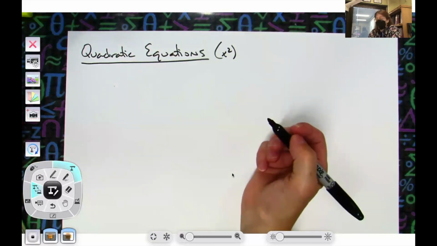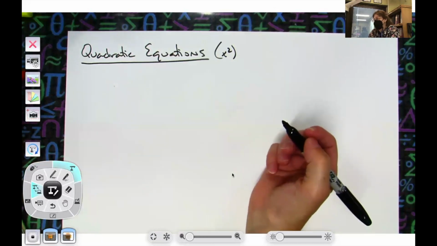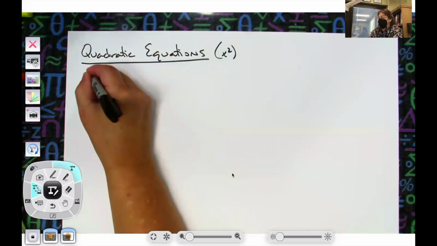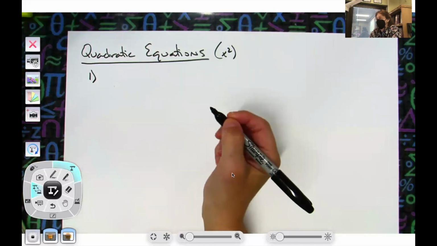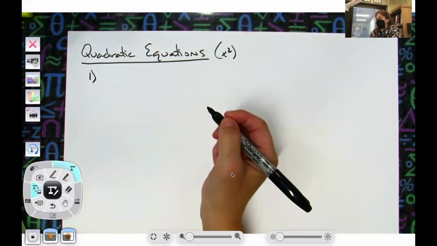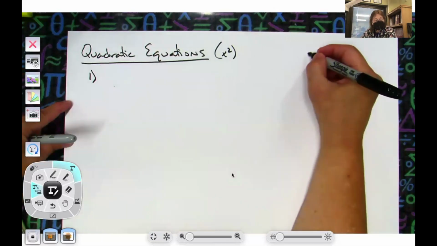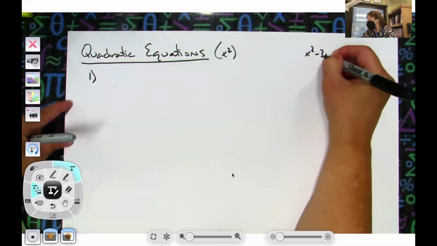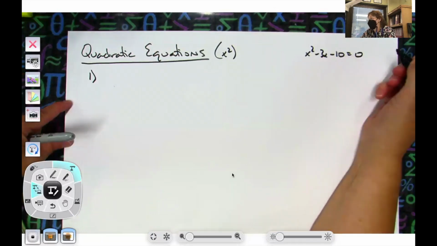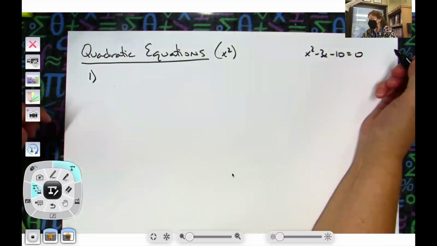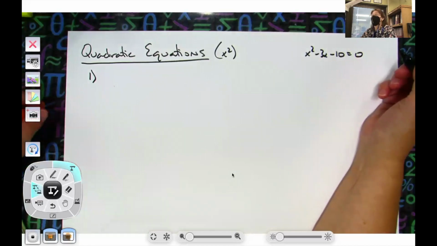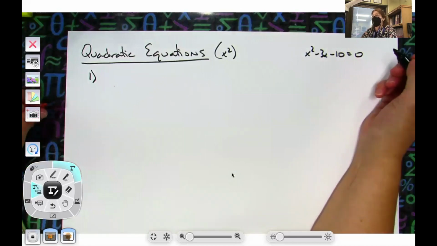There are different ways you can do this. What's the easiest way to solve a quadratic equation? Do we remember? If I had something like x squared minus 3x minus 10 equals 0, what would you do? What did you do last year?